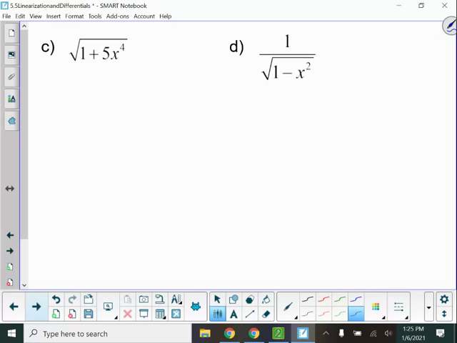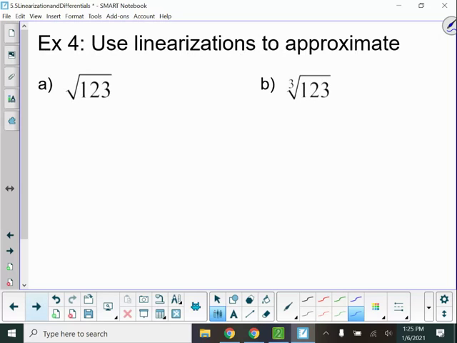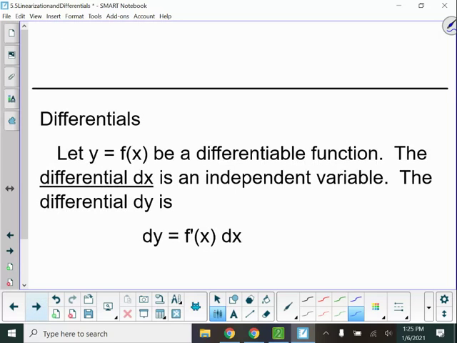When there's a C and D, I'm actually going to skip over those. These are two other questions I'm going to skip over. This is doing your linearizations by looking at either the closest perfect square or the closest perfect cube, depending on if you have a square root or a cube root, using the same type of formula we did for linearization. I'm going to skip those for right now. And then we're going to talk about differentials.